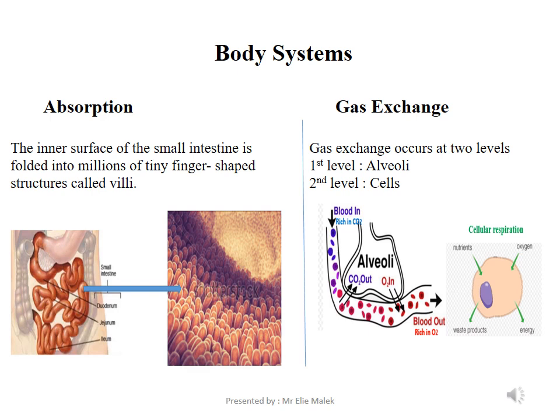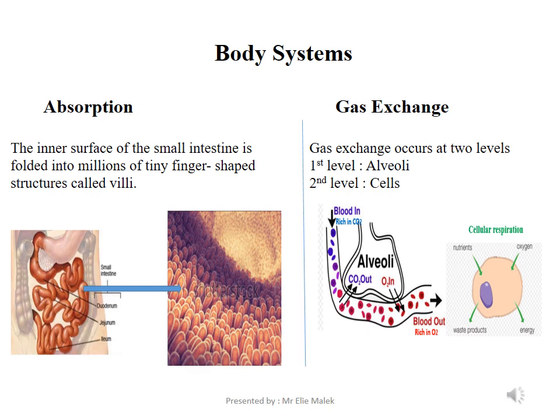Why? Because its inner surface is folded into millions of tiny fingers called villi. These structures are rich in blood vessels and they are responsible for the absorption of nutrients from the small intestine to the blood. Are the villi found in the large intestine? Of course not. They are found only in the small intestine. However, the large intestine is able to absorb directly water to form stool.